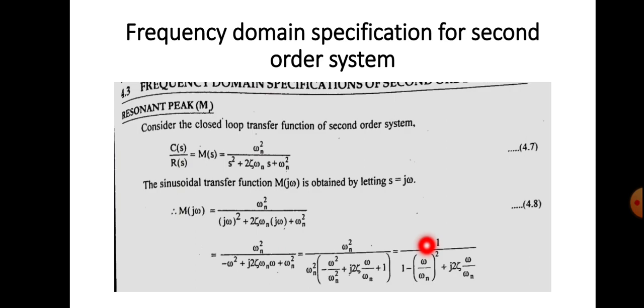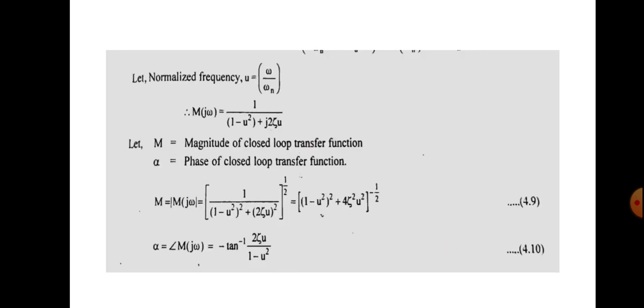See here, omega by omega n is common, so we can substitute omega by omega n equal to u, which is a normalized frequency. So M of j omega will get the form 1 divided by 1 minus u square plus 2j into epsilon into u, where M is the magnitude of the closed loop transfer function and alpha is the angle. We are assuming that we have a function M of j omega. In this case its magnitude is denoted by the letter M and its angle is denoted by the letter alpha.